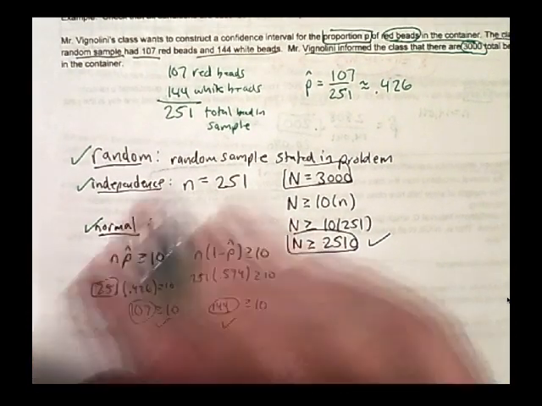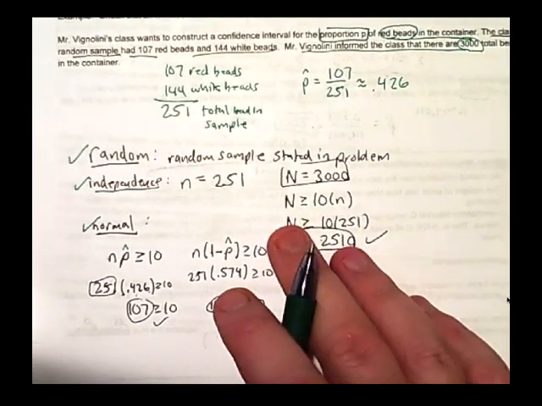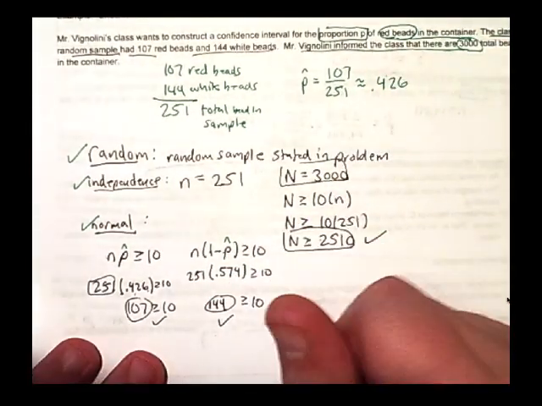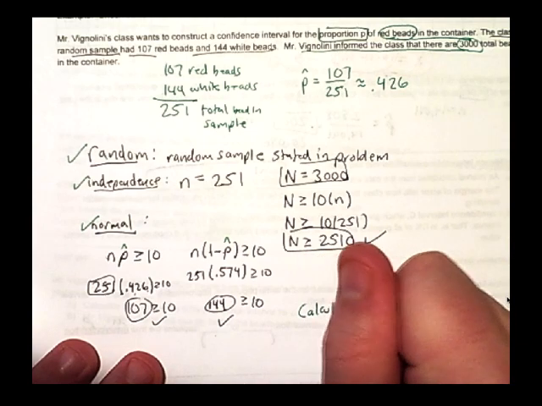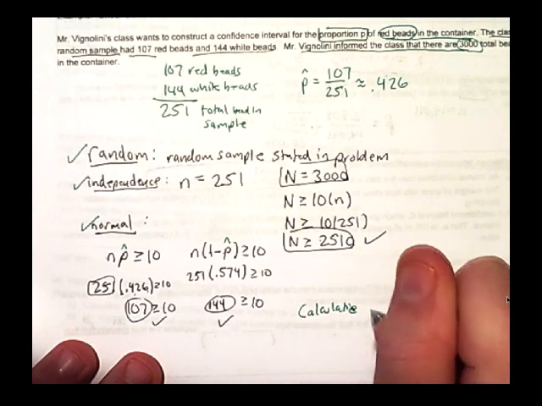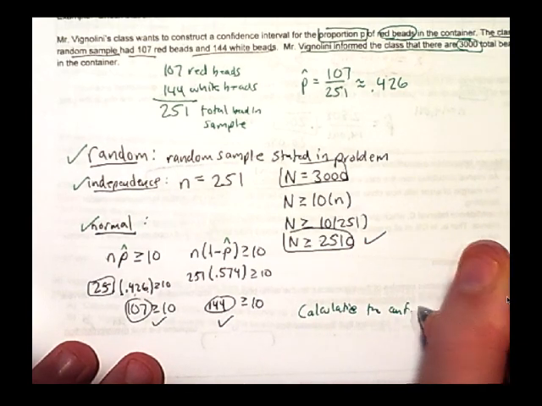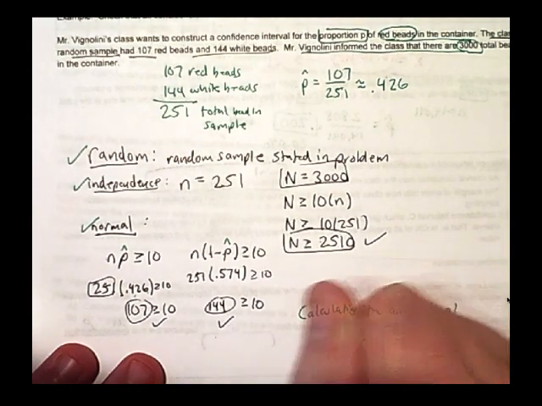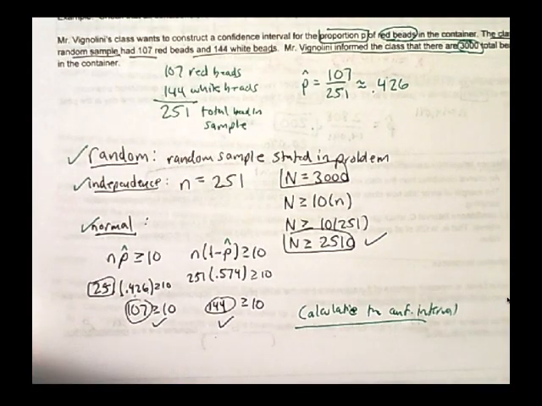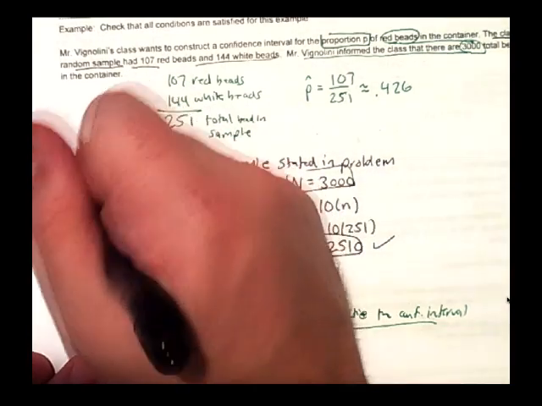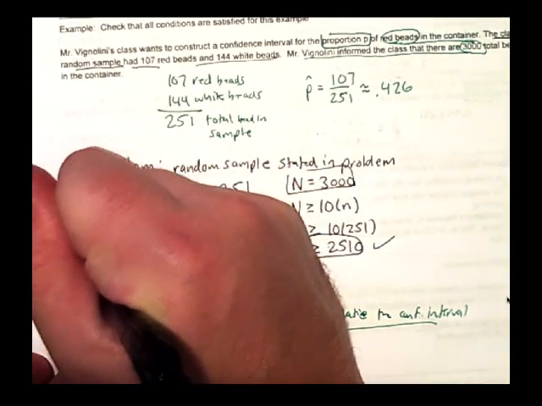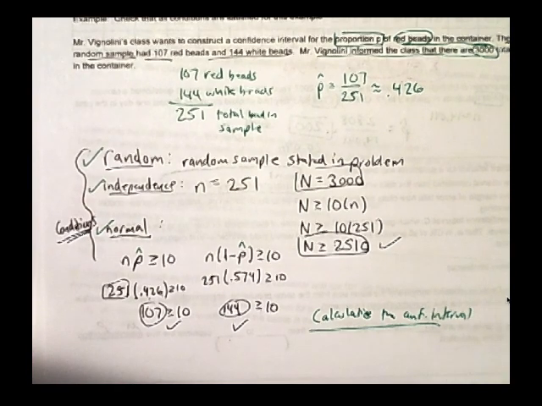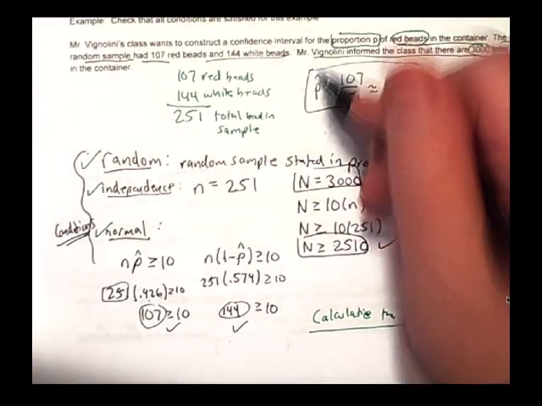So all three conditions are met. So eventually we could calculate the confidence interval, and we'll learn how to do that in just a bit. This question was just asking me to check the conditions. These are the conditions that have to be checked before you can do calculations. This really isn't a calculation, that's just basic.